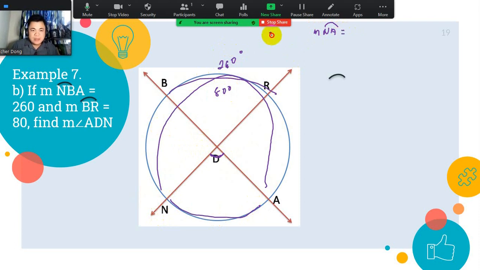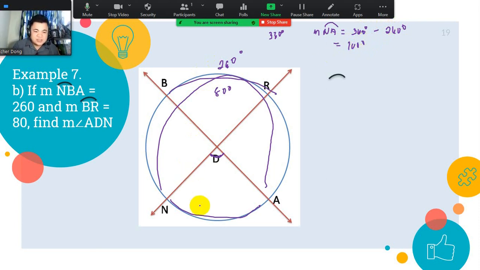So remember that the degree measure of a circle is 360 degrees. So if you would like to solve for this one, you will subtract 360 degrees minus the other given, which is 260 degrees. So 360 degrees minus 260 degrees is 100 degrees.